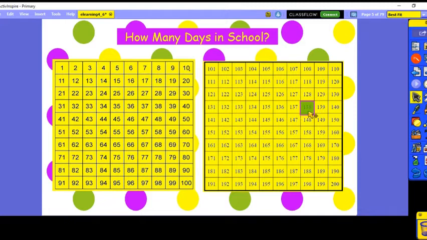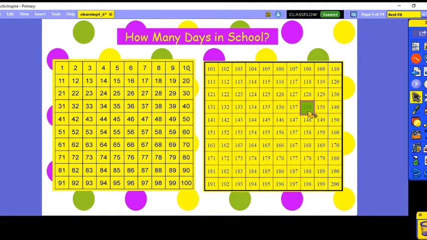Now I'm going to show you how to find 10 more and 10 less on our hundreds chart. So let's look at 138 and 10 more. You skip down, one space down, and that's 10 more. See, 1, 2, 3, 4, 5, 6, 7, 8, 9, 10. So 10 more than 138 is 148. You just go down one on the hundreds chart.